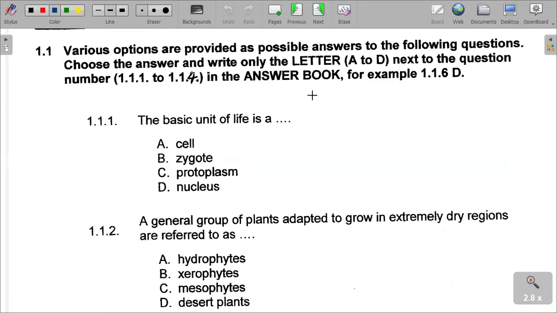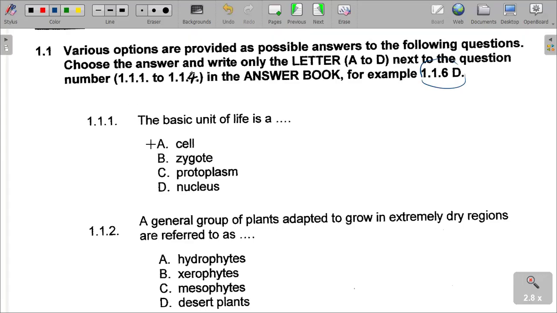Various options are provided as answers to the following question. Choose the correct answer only and write only the letter next to the question number in the answer book. For example, the way it is done here. So we are saying the basic unit of life is dash. What is the basic unit of life?